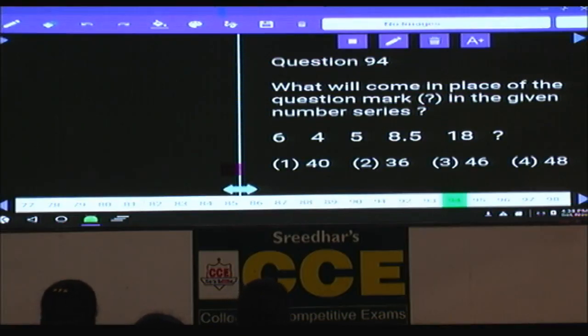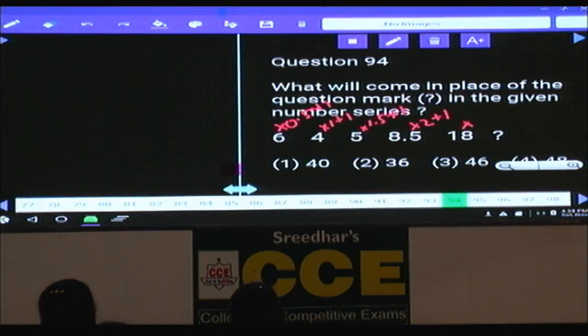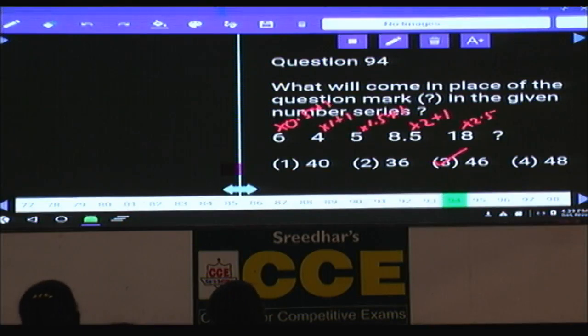Now 6 and 4, the numbers suddenly decrease once. Hence it must be into 0.5. 6 into 0.5 is 3 plus 1 is 4. 4 into 1 plus 1 is 5. 5 into 1.5 is how much? 7.5 plus 1 is 8.5. 8.5 into 2 is 17. 17 plus 1 is 18. 18 into 2.5. What is 18 into 2.5? 45. 45 plus 1, 46. That is choice 3. 94 choice 3.